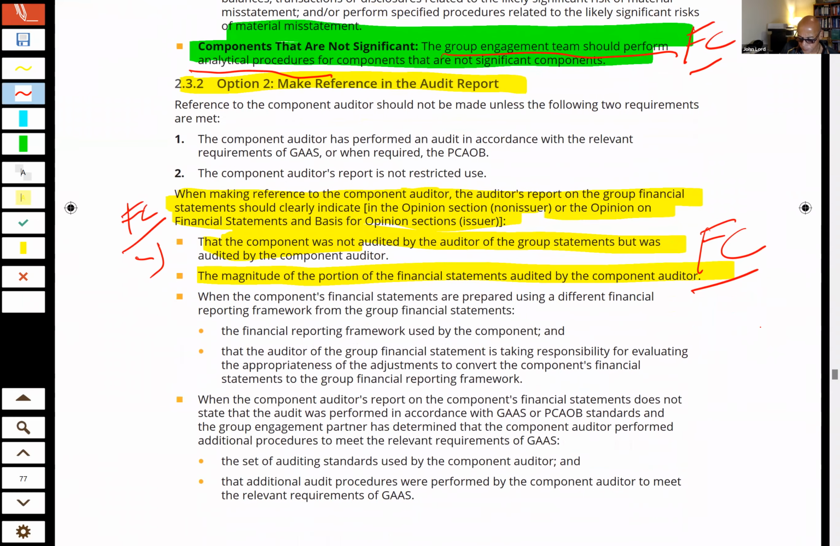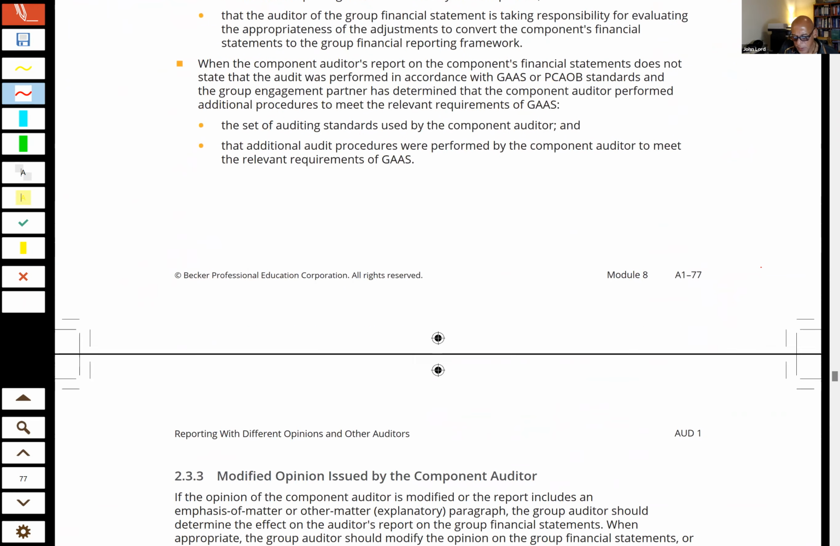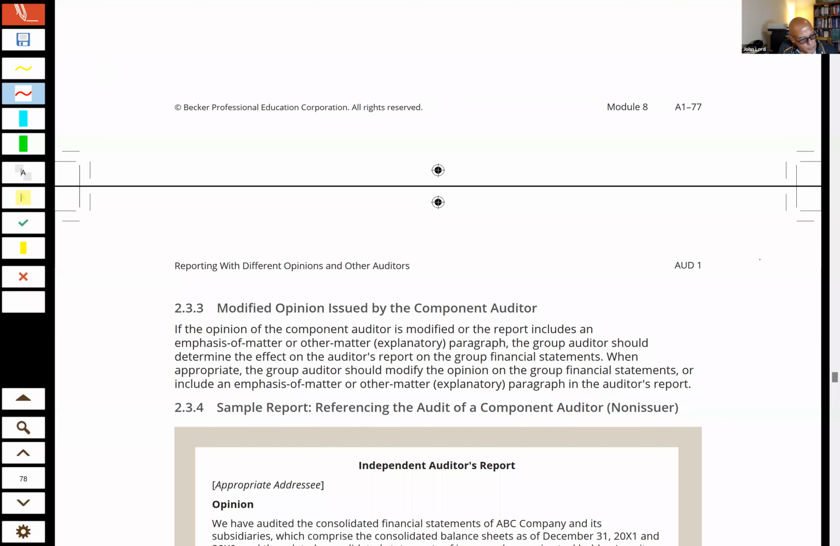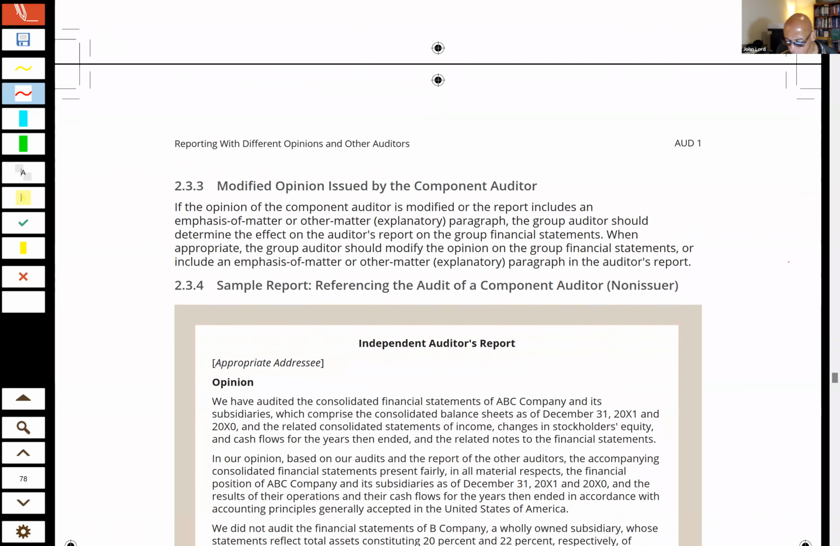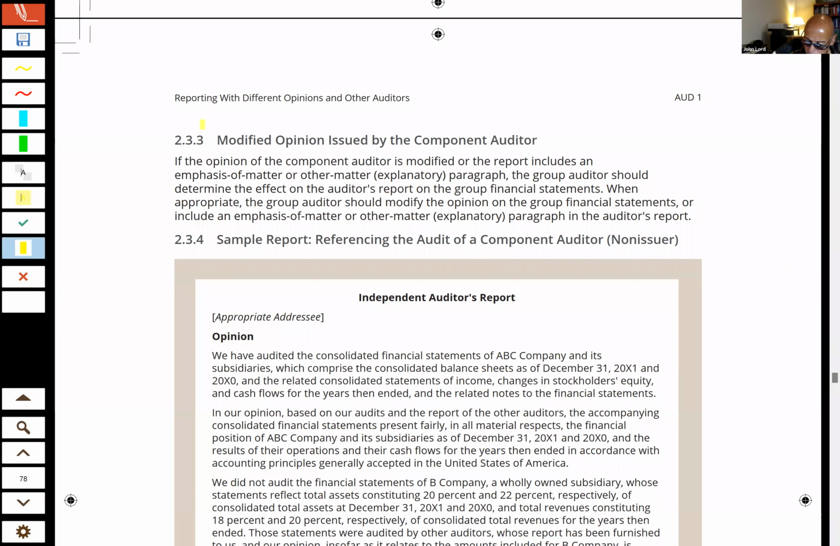Now, you come over and you take a look at what if there is a modified opinion by the component auditor. If the component auditor's opinion is modified, or they include an emphasis of matter, the group auditor should determine the effect on the auditor's group financial statement report. Flashcard that, but as I've mentioned a little bit last time, a little bit today, because the Department of Defense financial statements get disclaimed on, that is part of the reason.